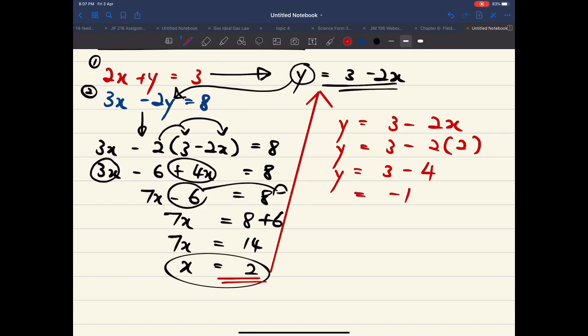So the solution is x equals 2 and y equals negative 1. This is the answer.